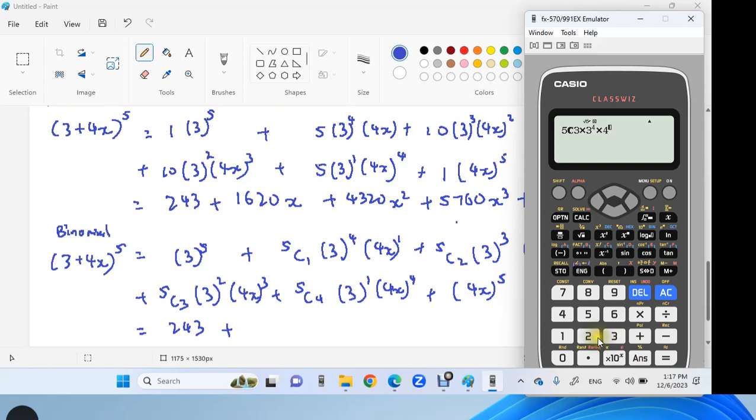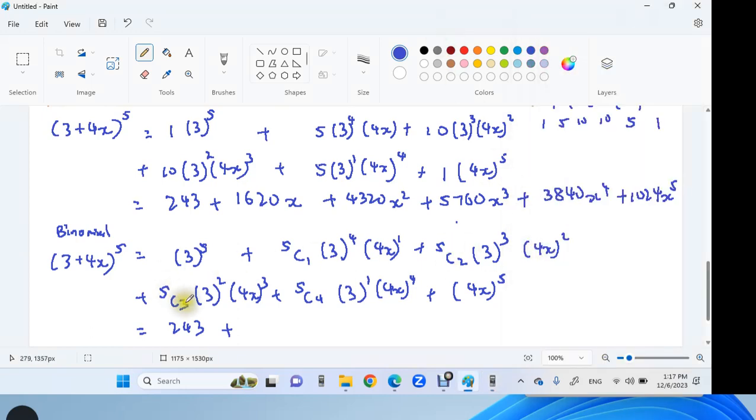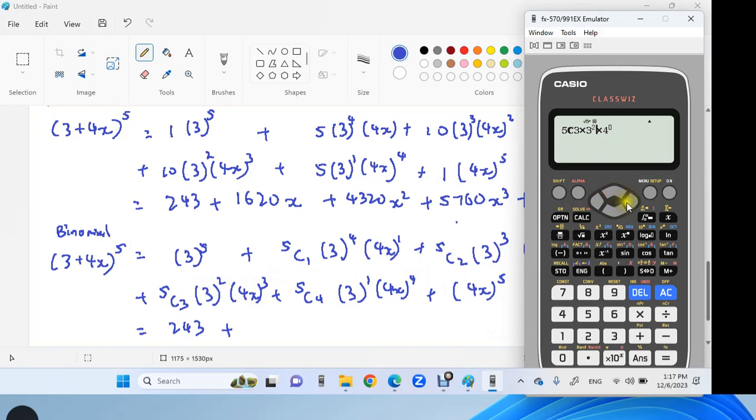This will be, no, this is not 4, this will be 2, and then this is, no, this is 3. 5c3, 3 power 2, okay, 3 power 2, 4 power 3, then 5760. And we have the 5c4, 3 power 1 and 4 power 4, okay.